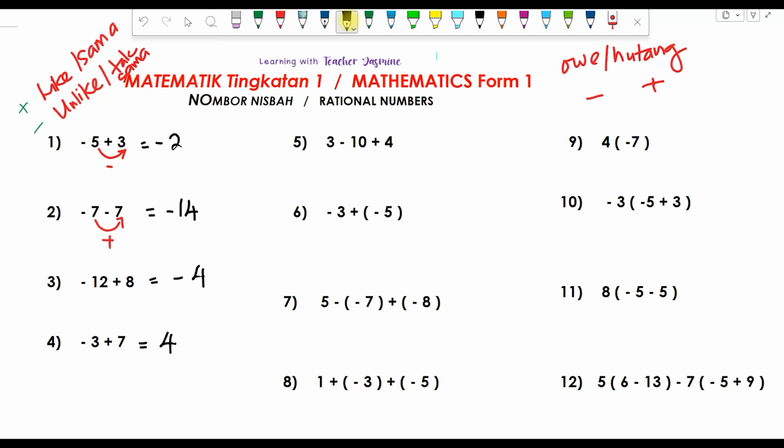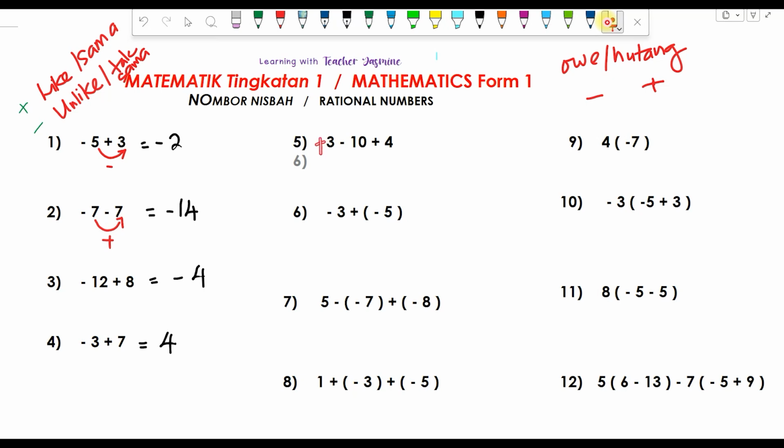Let's start with this one. Now this one is 3 numbers, right? So for these 3 numbers, what we're going to do is we're going to do the same thing. -3 and -10. Okay, so 3 minus 10, what we're going to do? The 3 is a positive 3.